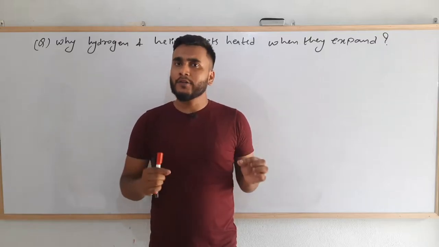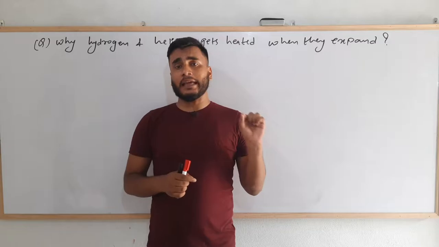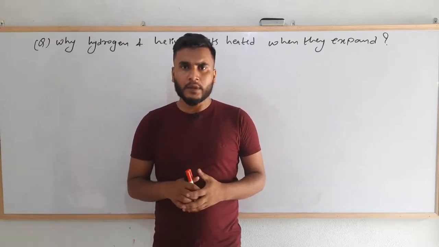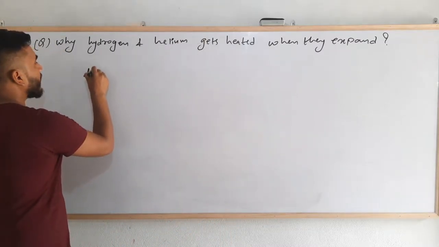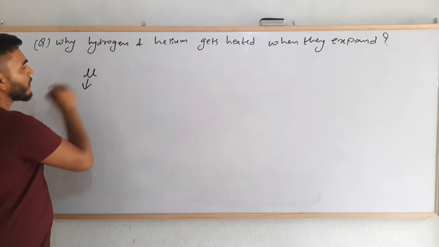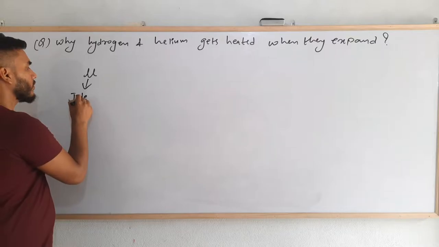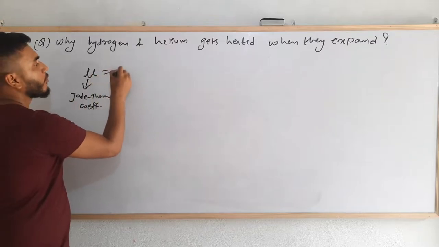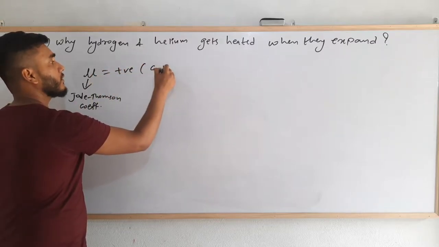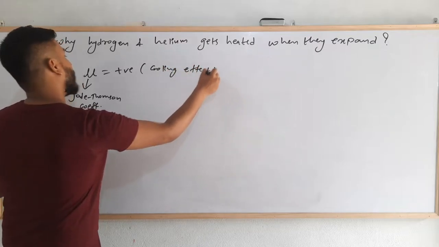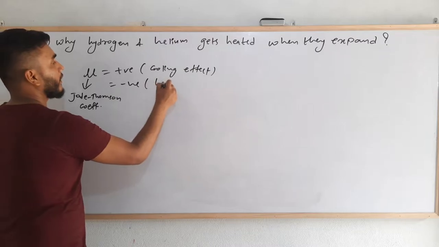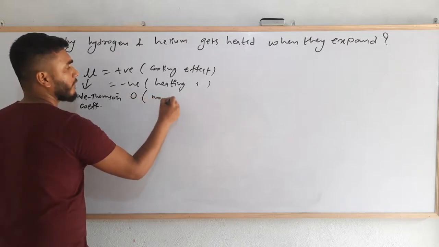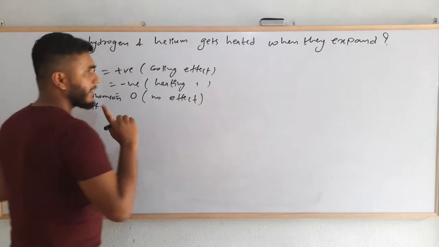Let's understand why hydrogen and helium get heated and all the other gases get cooled down when they expand in adiabatic condition at room temperature. We know that the heating and cooling depends on the value of mu. Mu is the Joule-Thomson coefficient. When mu is positive, it shows cooling effect. When mu is negative, it shows heating effect. But when mu is zero, no effect. That is the case of an ideal gas, right?